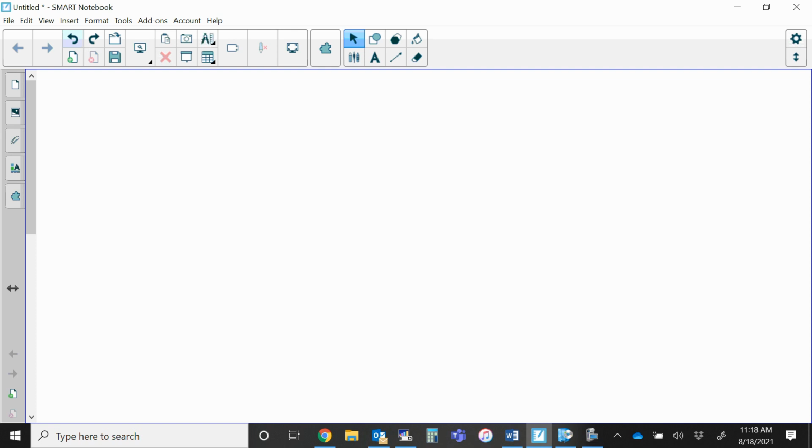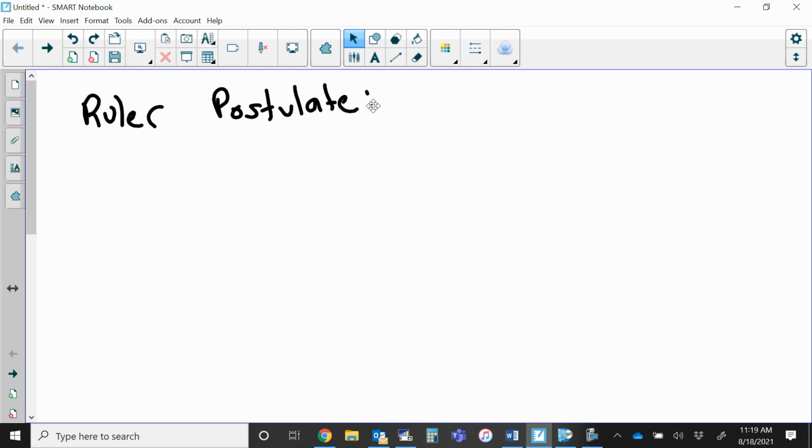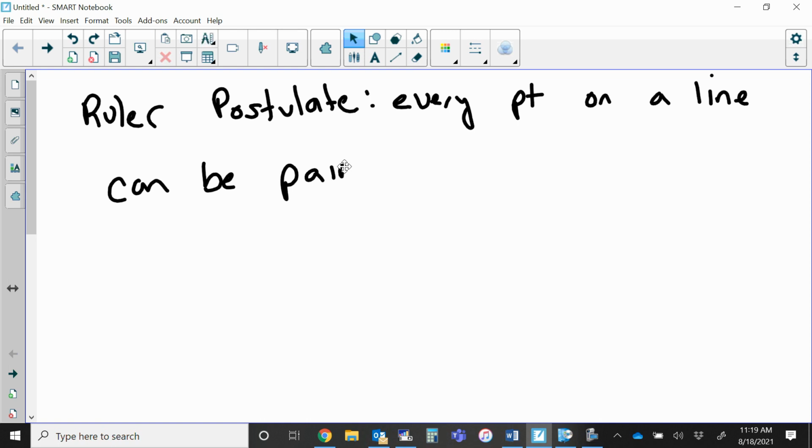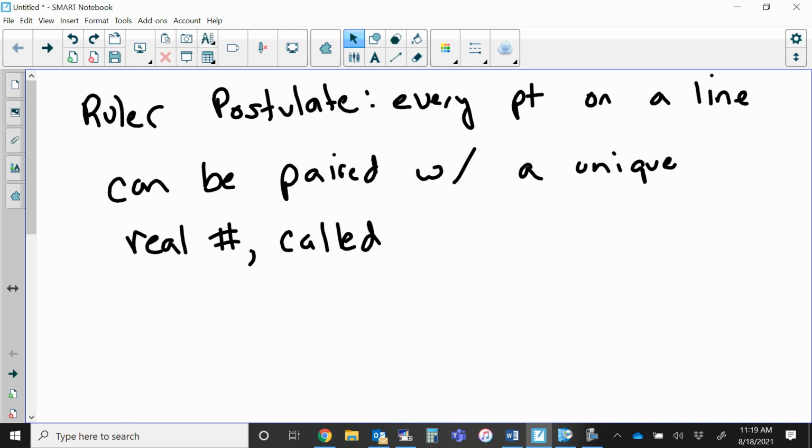So the ruler postulate. The ruler postulate is every point on a line can be paired with a unique real number. And we'll call that a coordinate.